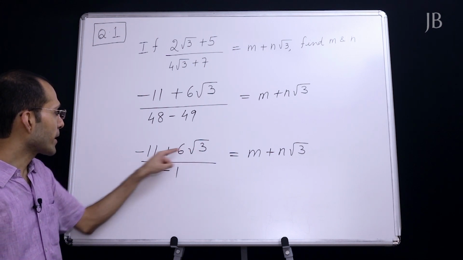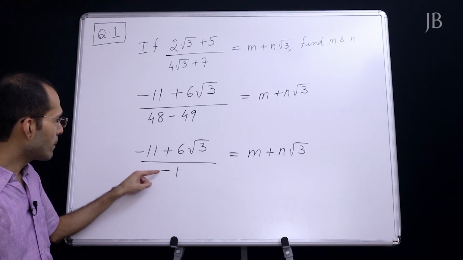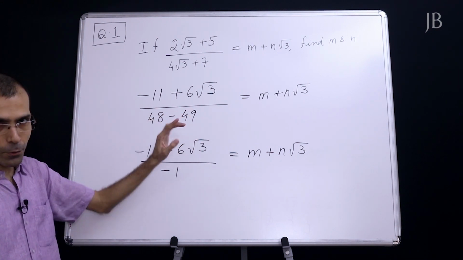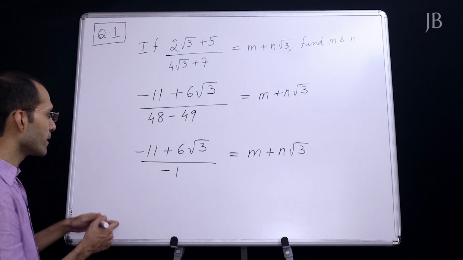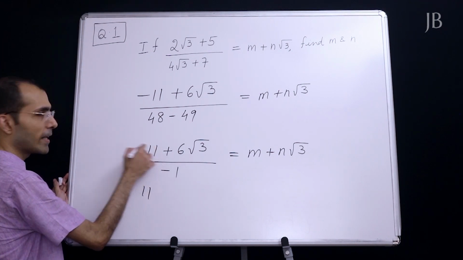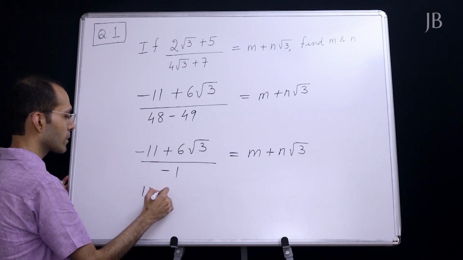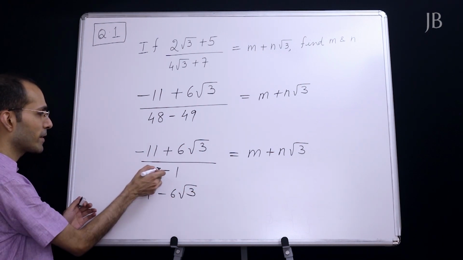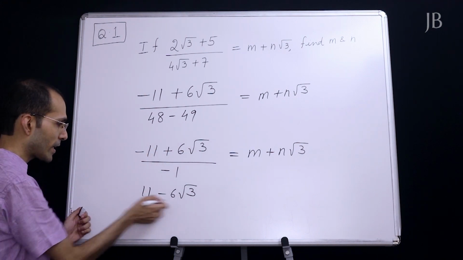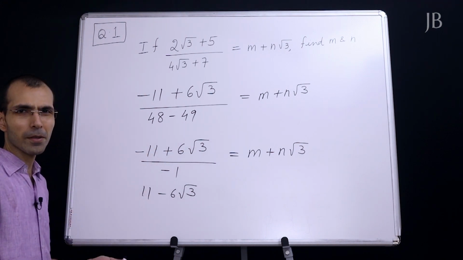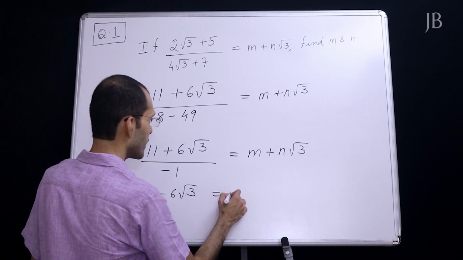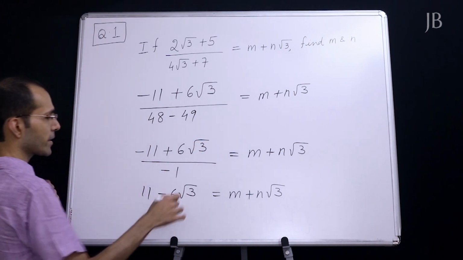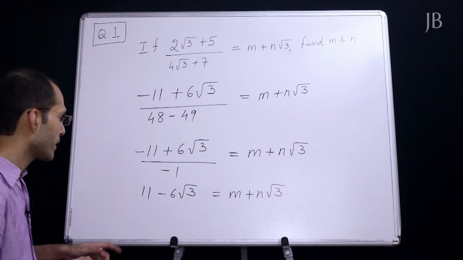Now the numerator is a binomial. So the minus sign will be given to each and every term and not only to this 11 or 6 root 3. So when the negative sign is given here, this will become 11. Plus 6 root 3 will become minus 6 root 3, upon 1, because the negative sign has been given. Now we are left with upon 1, so that's not a problem. This would be m plus n root 3. Now the simplifications are done. We can safely now compare.